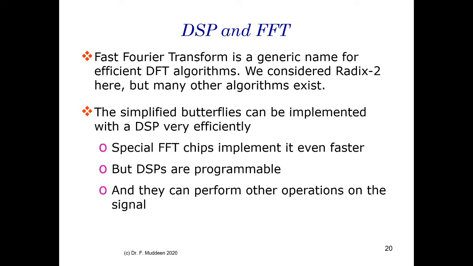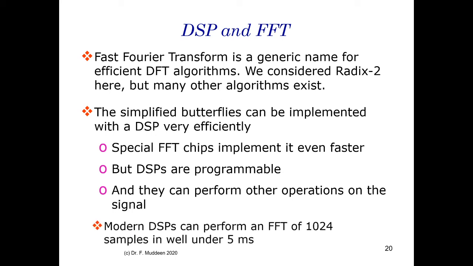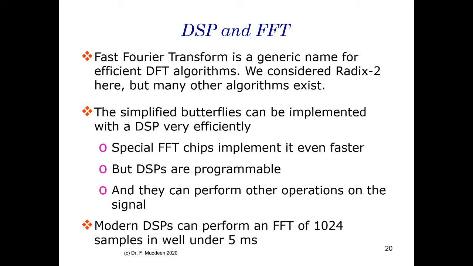The simplified butterfly can be implemented on a DSP very efficiently, and the DSP can perform other operations that the signal requires because the DSP is programmable. To give you an idea, a 1024-point FFT can be done in under 5 milliseconds on any modern day DSP. So it's actually pretty quick.